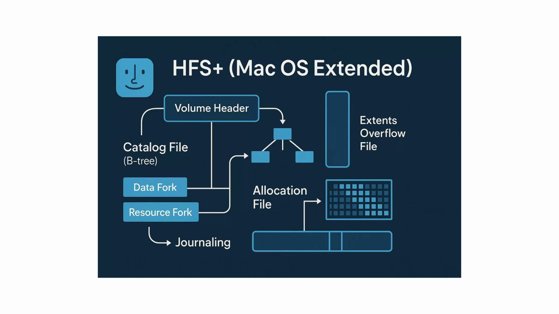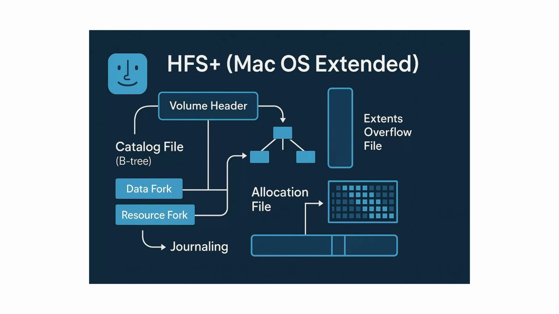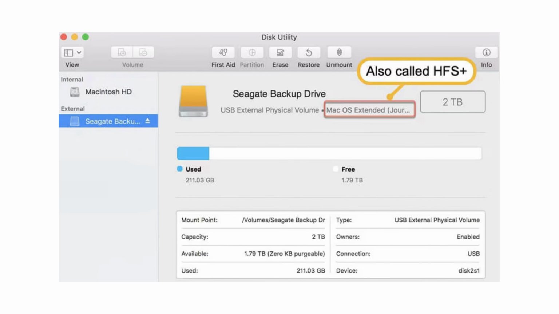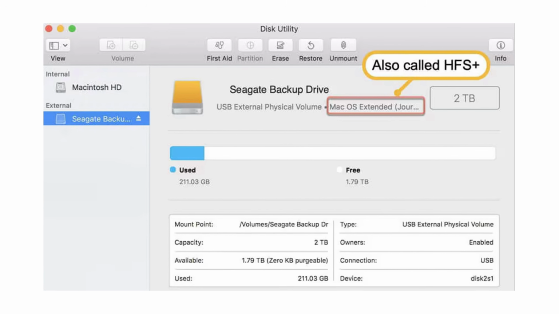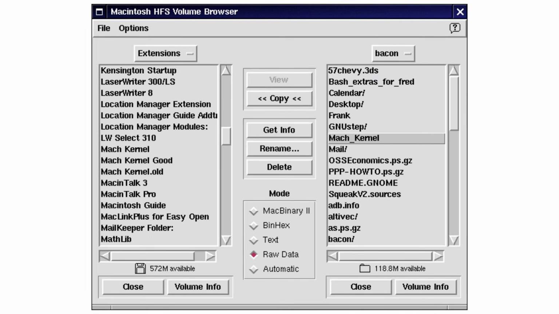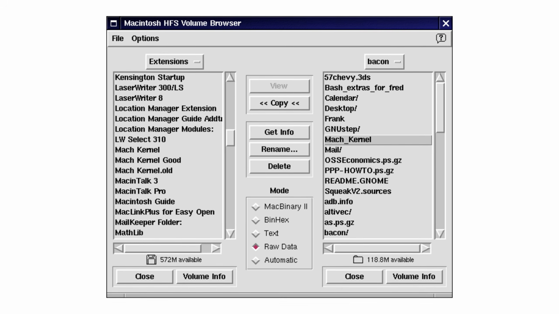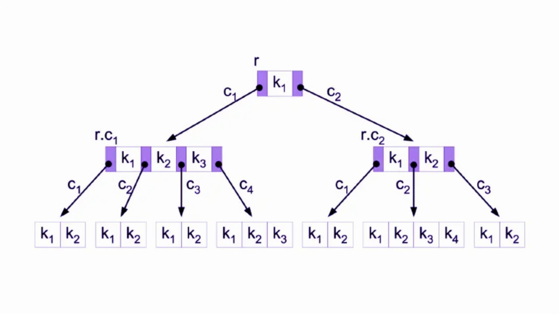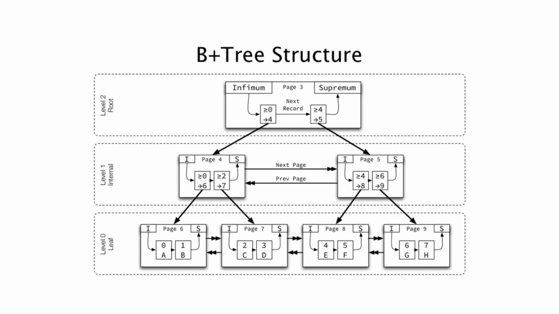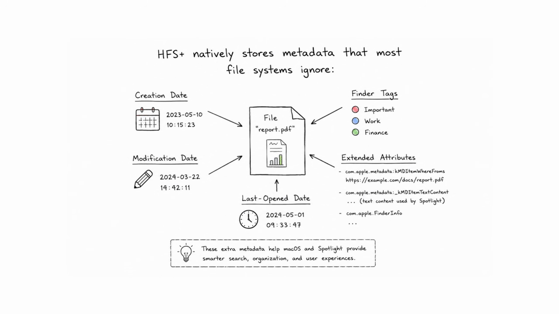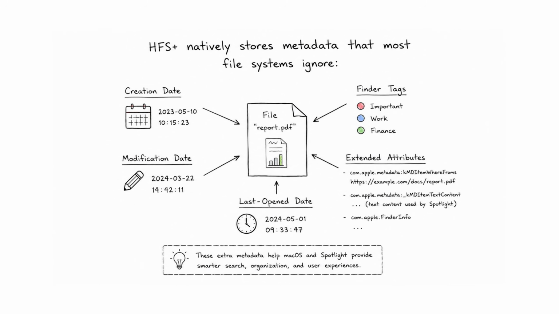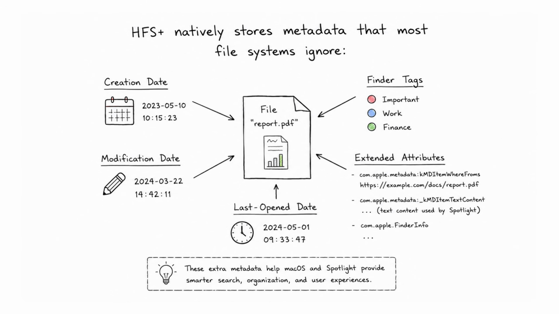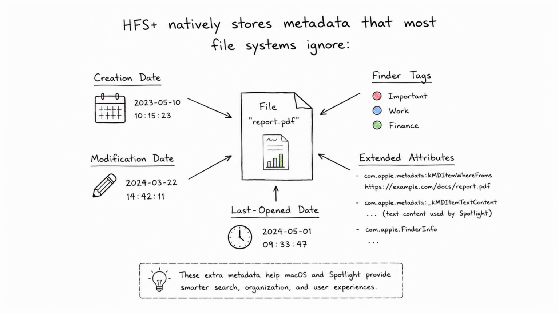They optimized for metadata richness, Unicode file names, and tight OS integration, not interoperability. HFS Plus was introduced in 1998 with macOS 8.1, replacing the original HFS which had been in use since 1985. It uses a B-tree structure, the same concept as Btrfs, to index files and folders, allowing faster searches on large volumes than a flat table. HFS Plus natively stores metadata that most file systems ignore: creation date, modification date, last open date, finder tags, and extended attributes used by Spotlight Search.